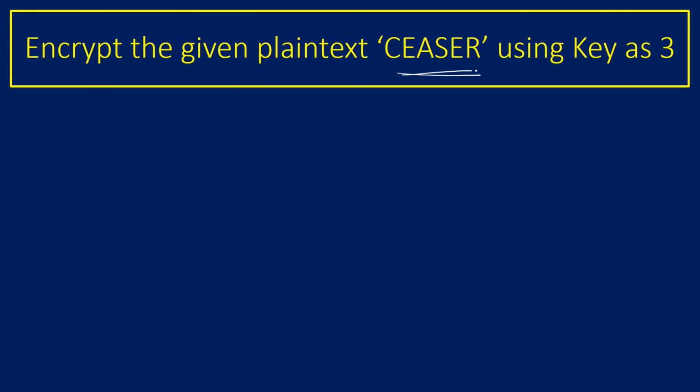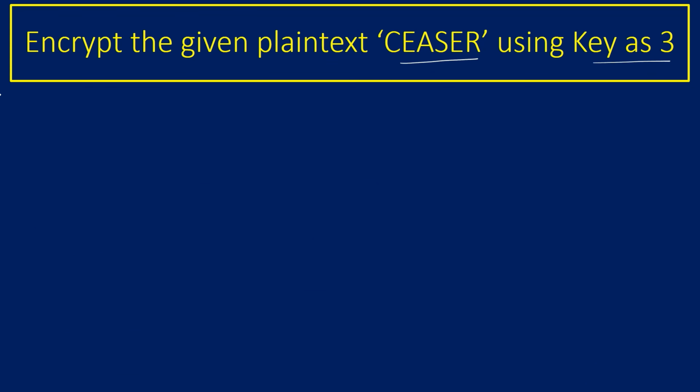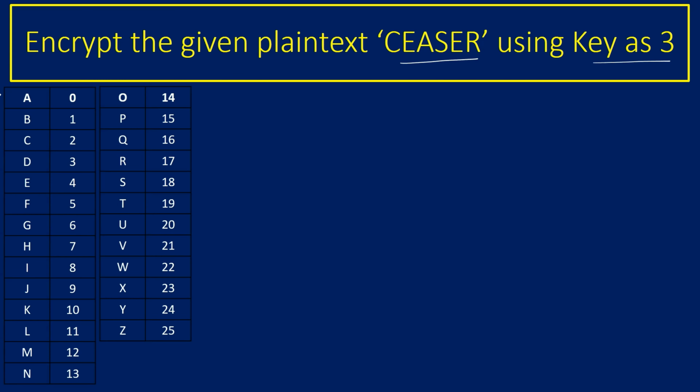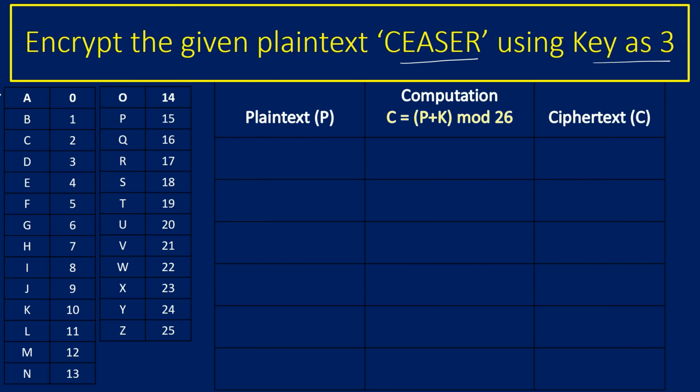Coming back to the question where we wanted to encrypt the word CEASER using the key 3. The first step, as I told you, is that you make use of this mapping table. Then the second step is you make a 3-column table where the first column represents your plain text. So you write down the plain text here, that is C, E, A, S, E and R. Now in order to encrypt, you are making use of the mathematical formula P plus K. So you need numbers corresponding to the plain text letters C, E, A, S, E, R. For this we make use of this mapping table.